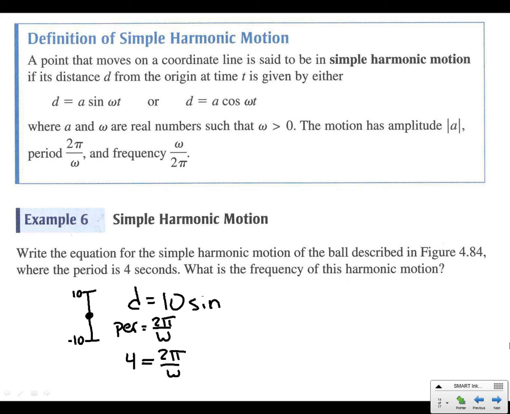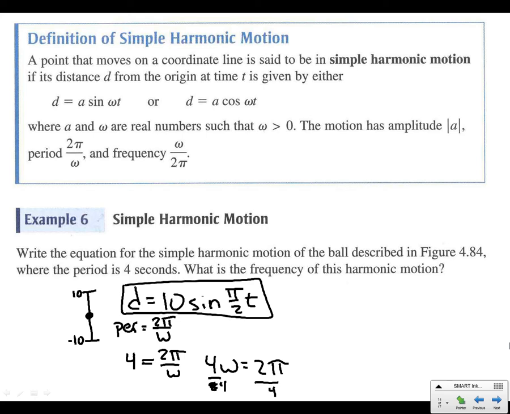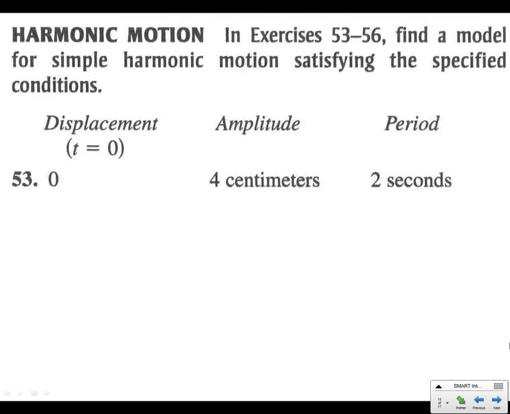So let's multiply by omega. 4 omega is 2 pi, and so omega is, divide by 4, divide by 4, omega is pi over 2. And we put an x on the end of it, but in this case it's t for time. That'd be our equation. What is the frequency? The frequency is the flip of the period, and so that is going to be 2 over pi. It's going to be our frequency. Okay, just flip it on over. Your job on 53. See if you can get it.